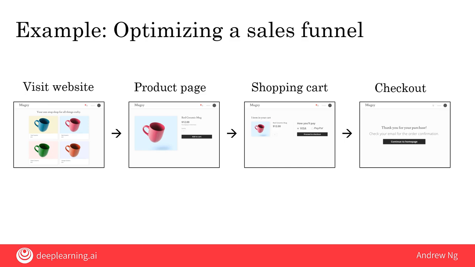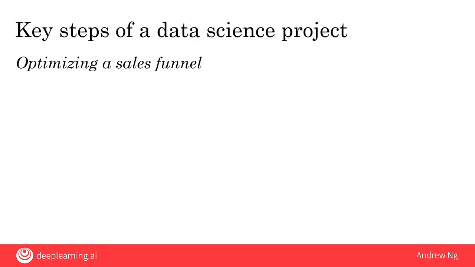So if you want to optimize the sales funnel to make sure that as many people as possible get through all of these steps, how can you use data science to help with this problem? Let's look at the key steps of a data science project. The first step is to collect data.